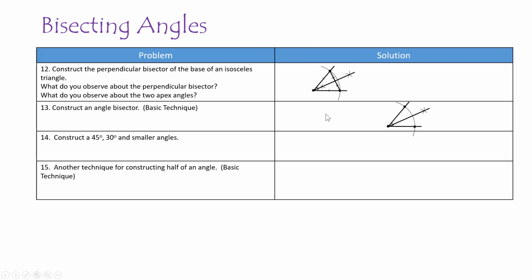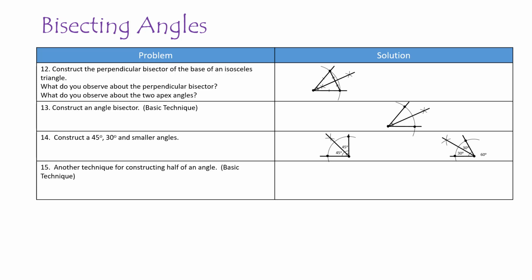Now you can use the same technique to get 45-degree angles and 30-degree angles. So let's start with a right angle. We did a perpendicular on the previous slide, and you could do this technique for bisecting the angle, and you get two 45-degree angles. You can start with a 60-degree angle that you do by doing an equilateral triangle, and you do this technique, and you get two 30-degree angles.